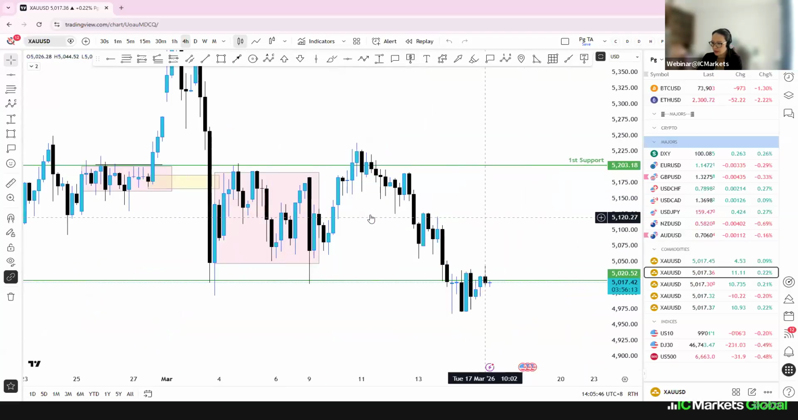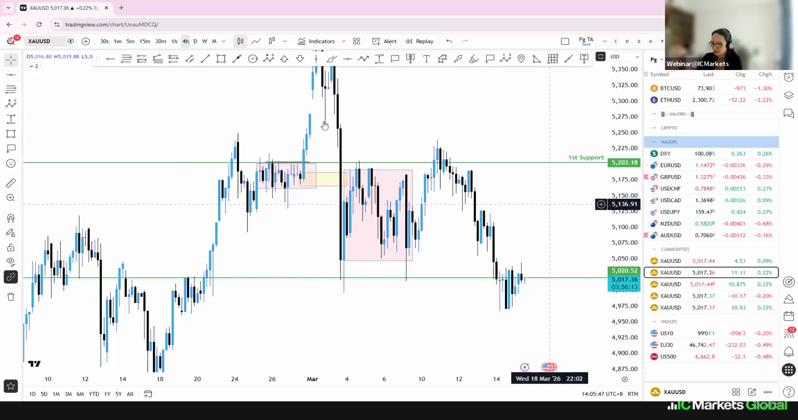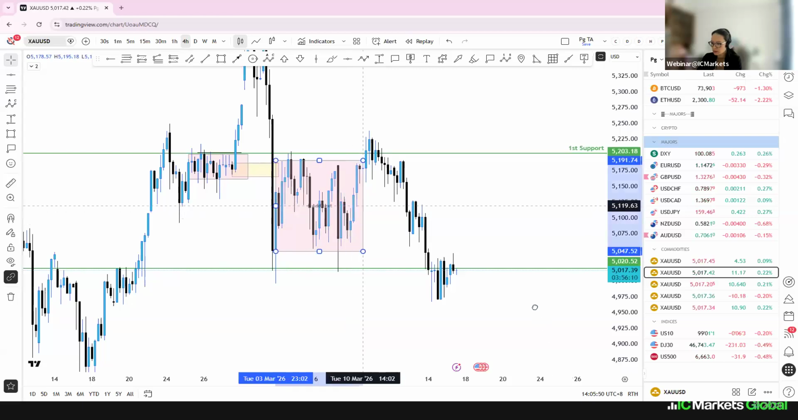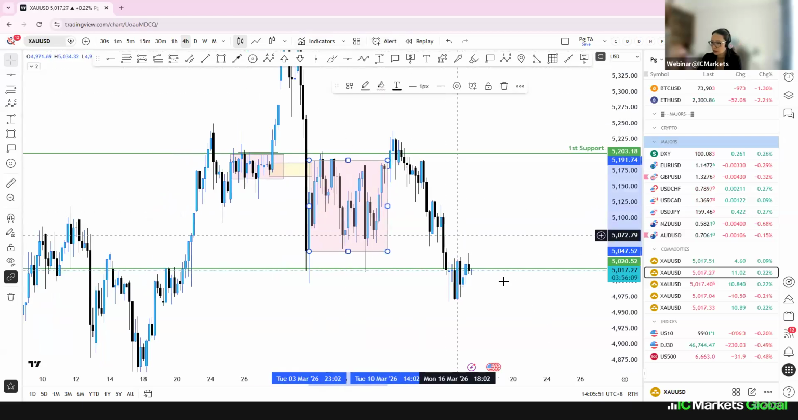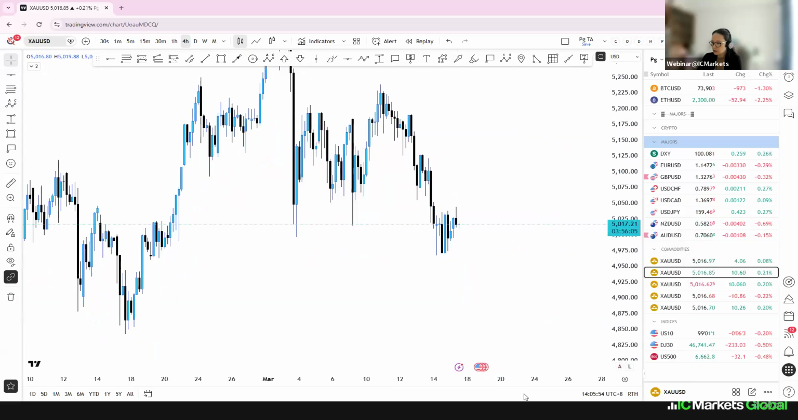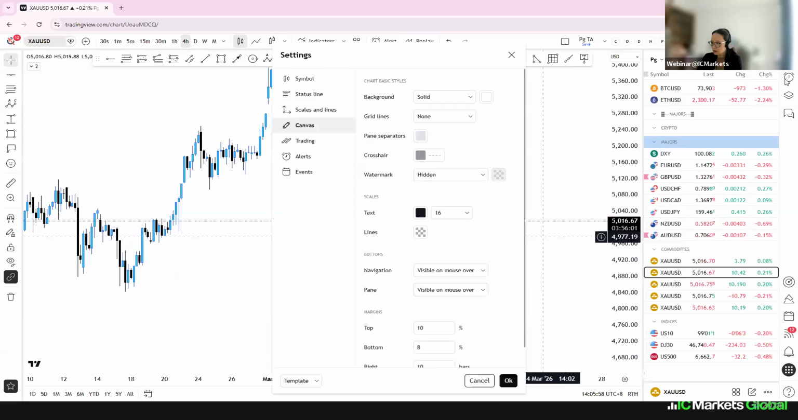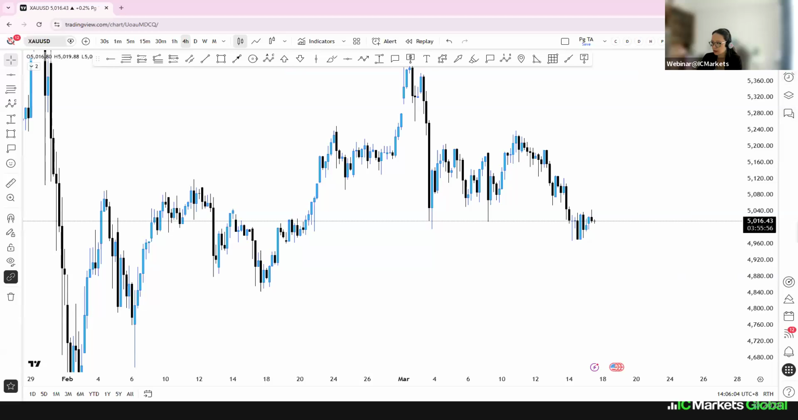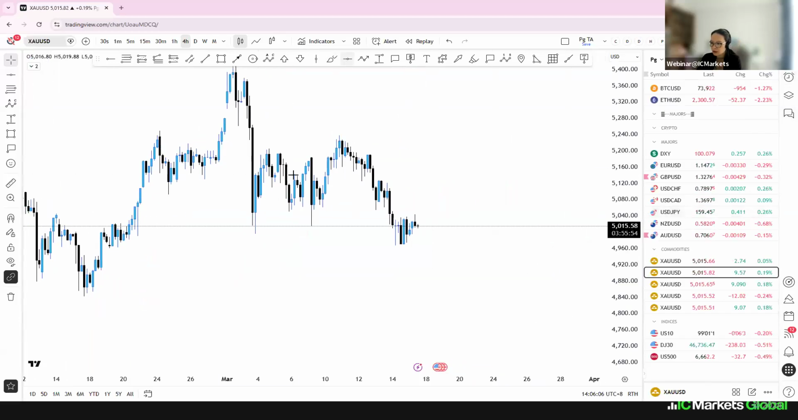Here is a breakout. So right now, I'm going to give you my key levels for today for XAUUSD. I'm using the IC Markets chart. This is going to be the first resistance.